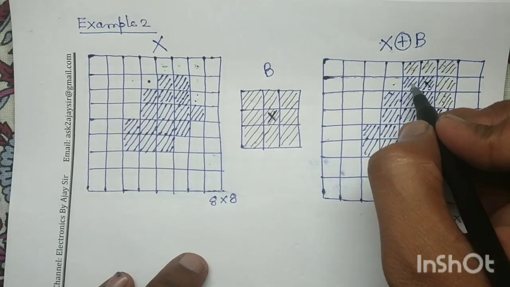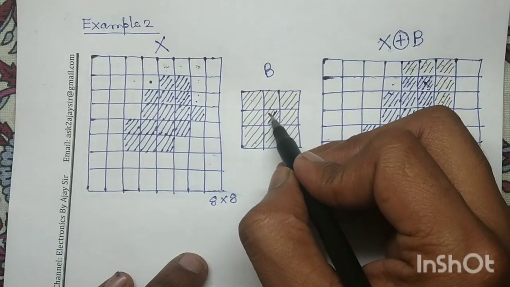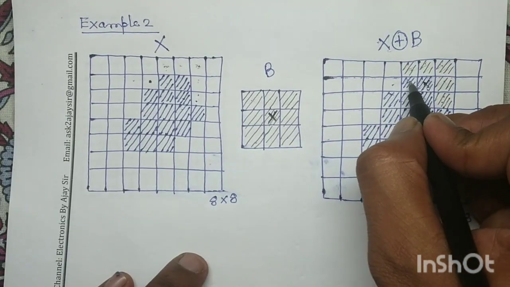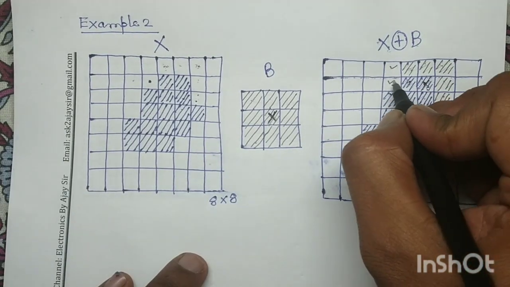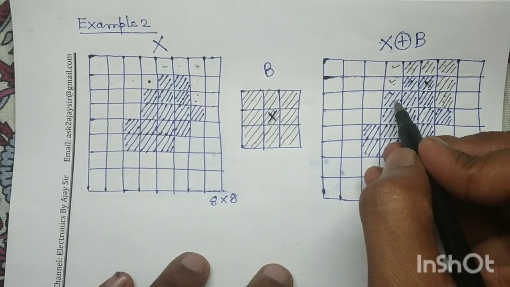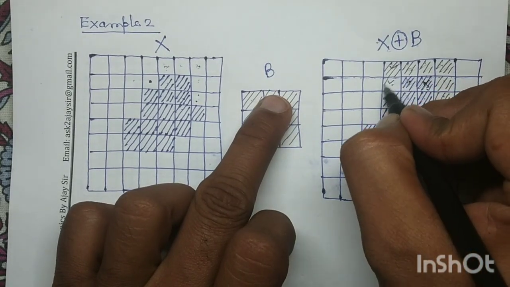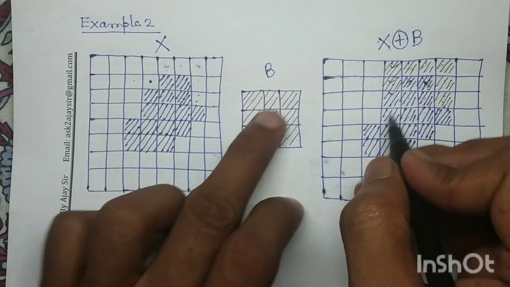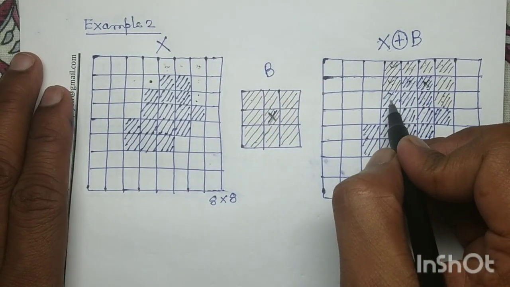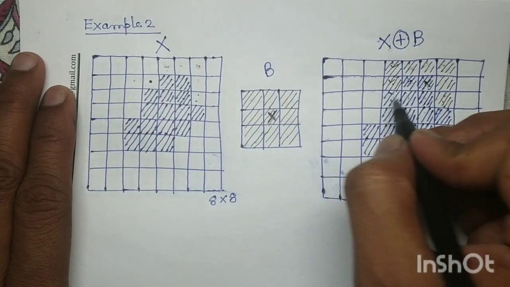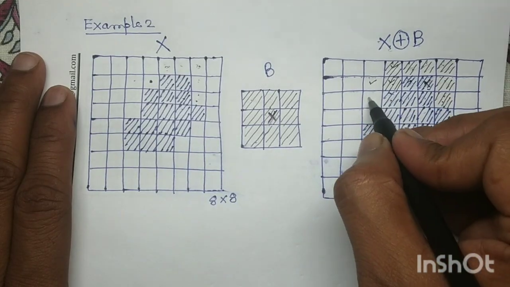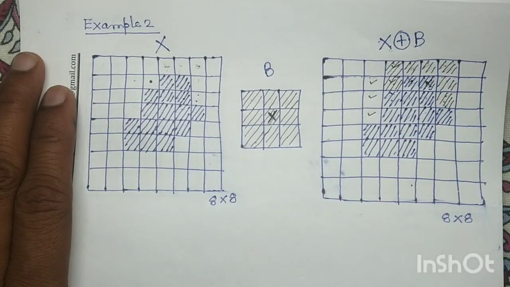Similarly, if you put the structuring element center at this boundary point, this and this become logic 1. Similarly, if you put the structuring element at this point, this pixel and this pixel become logic 1.